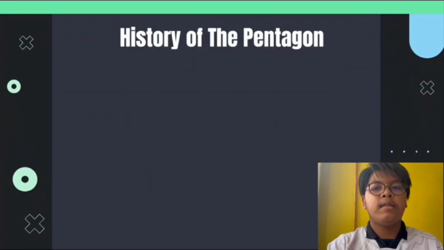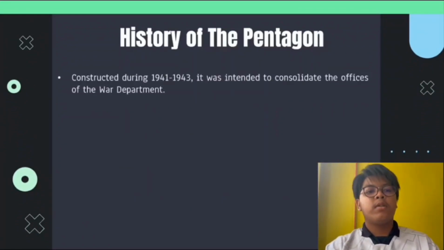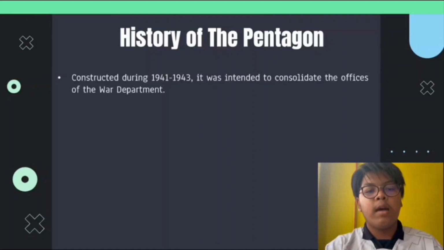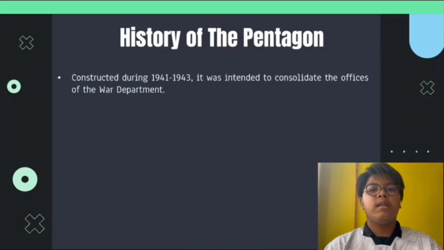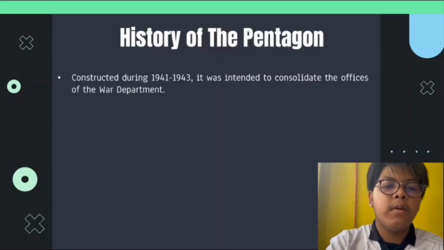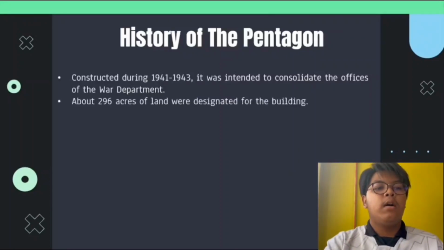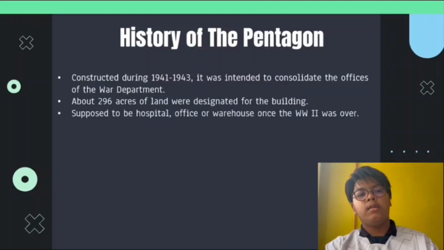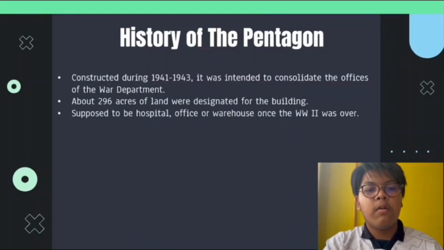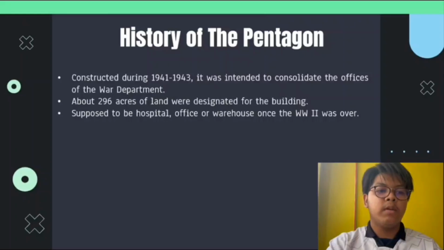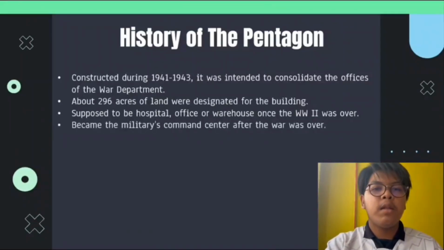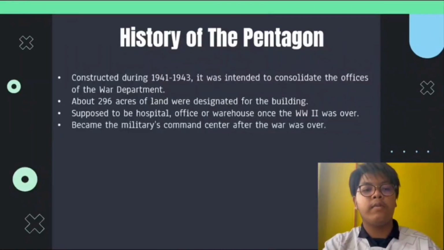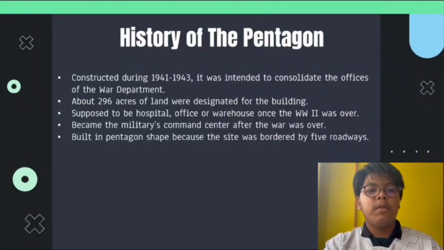First of all, history of the pentagon. It was constructed during 1941 until 1943. It was intended to consolidate the offices of the War Department. About 296 acres of land were designated for the building. Actually, it was supposed to be a hospital, office or warehouse once World War II was over. But suddenly, it became the military command center after the war was over. It was built in pentagon shape because the site was bordered by 5 fronts.